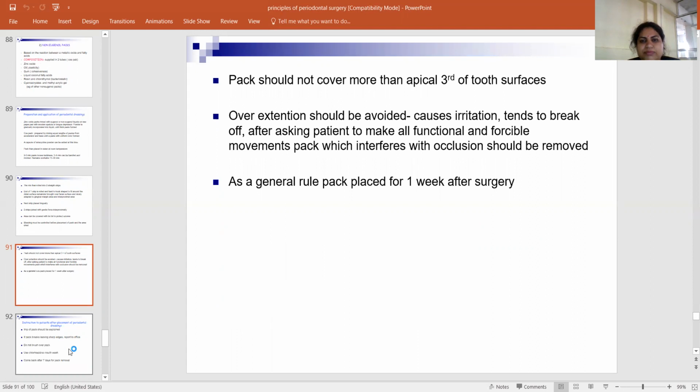The pack should not cover more than the apical third of the tooth surface. Overextension should be avoided, as it causes irritation and tends to break off. After placement, ask the patient to make all functional and forcible movements. If the pack interferes with the occlusion, it should be removed. As a general rule, the pack should be replaced one week after surgery. So it should not cover more than the apical third because it can interfere with the occlusion.